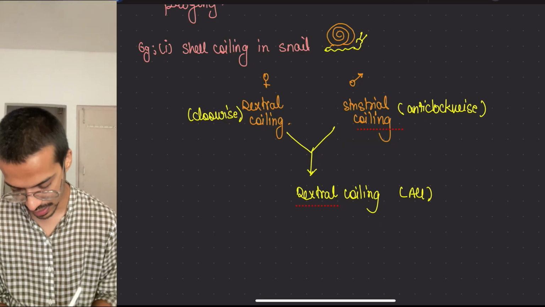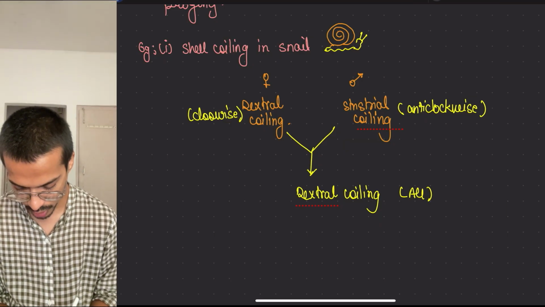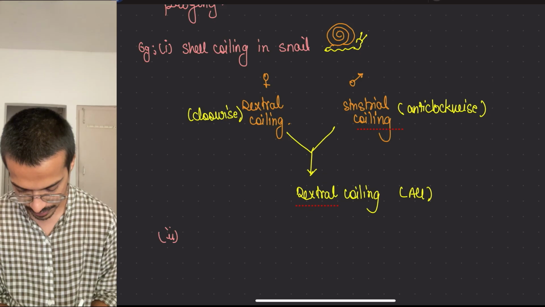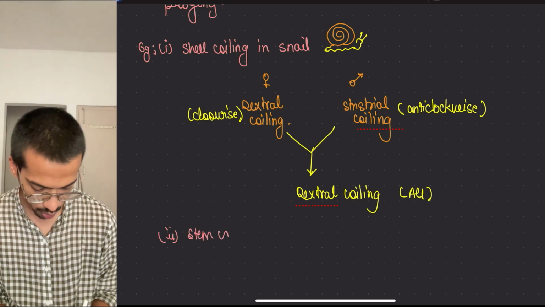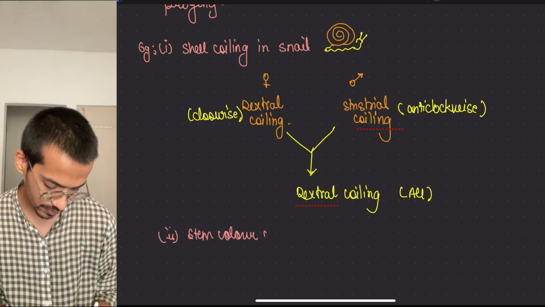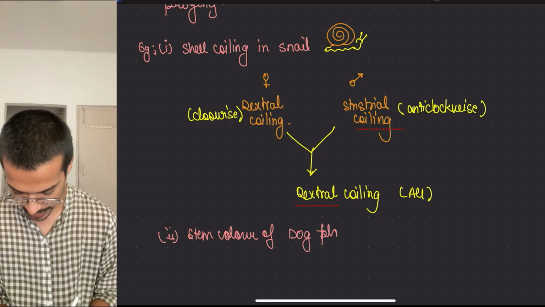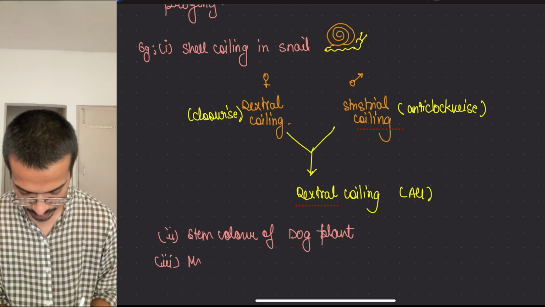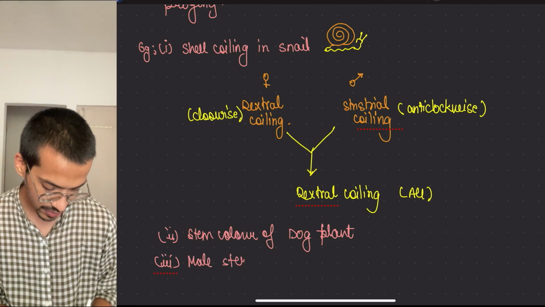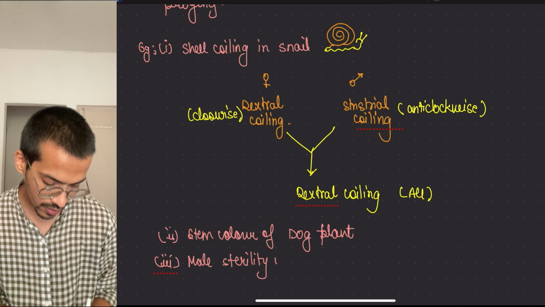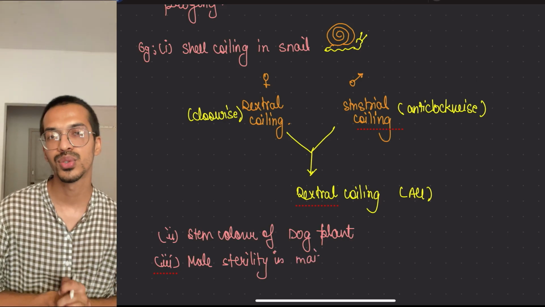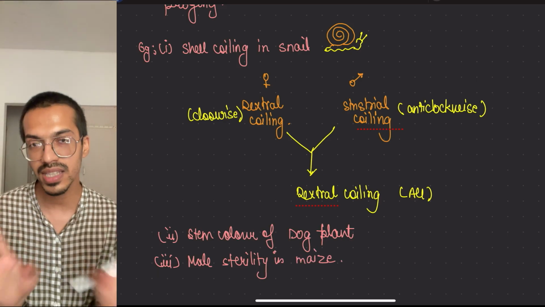If we have to remember other examples, we have the example of stem color of dog plant, or another example, male sterility in maize, which is also affected by what? The cytoplasmic inheritance. With this, all of the inheritance is over for you.